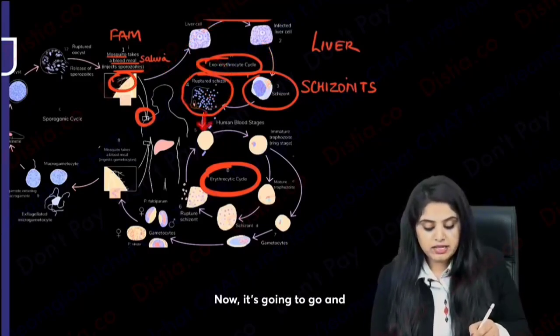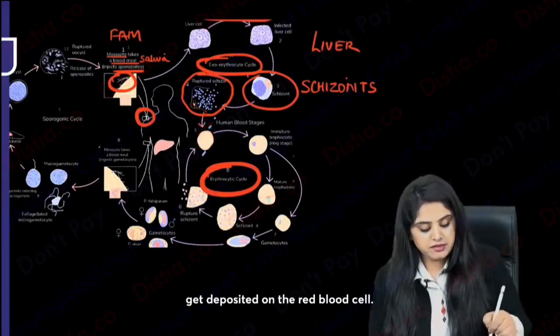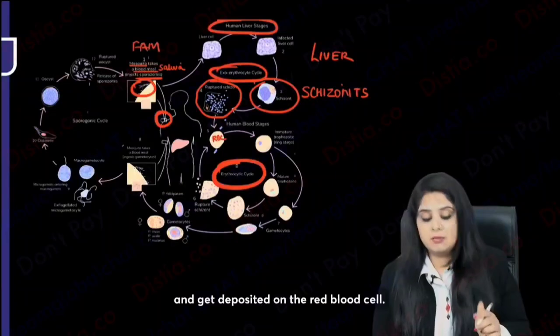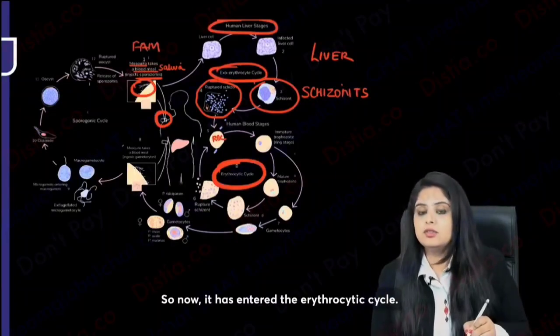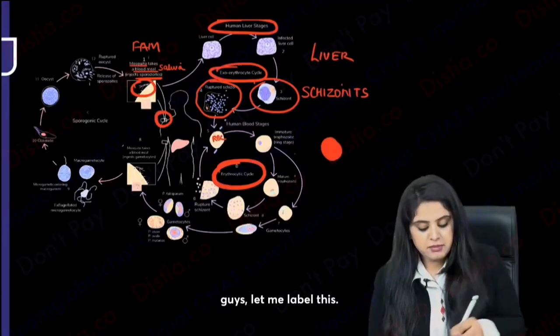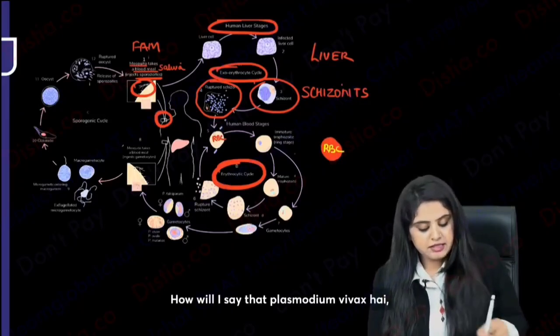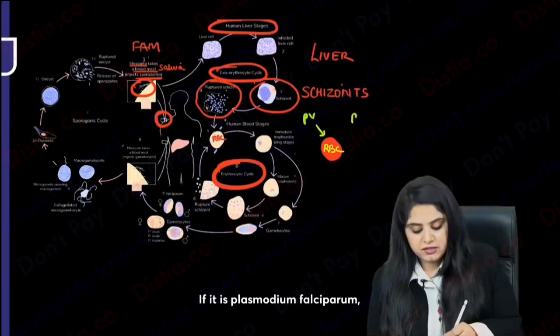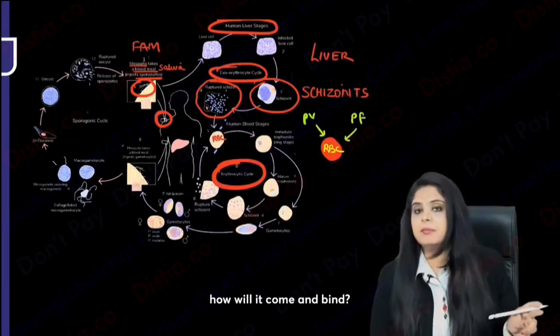Now it's going to go and get deposited on the red blood cell. Now it is the time that it will go and get deposited on the red blood cell. So now it has entered the erythrocytic cycle. For example, if this is a red blood cell, guys, let me label this. How will I say that, okay, Plasmodium vivax, how will it come and bind? If it is Plasmodium falciparum, how will it come and bind?